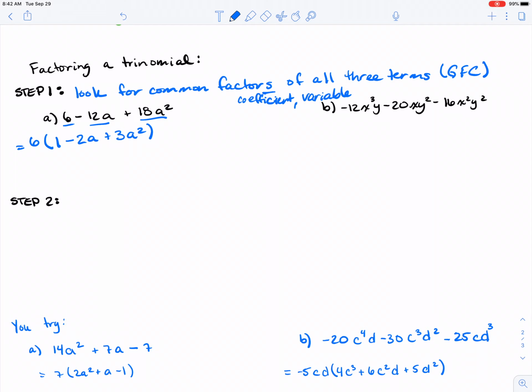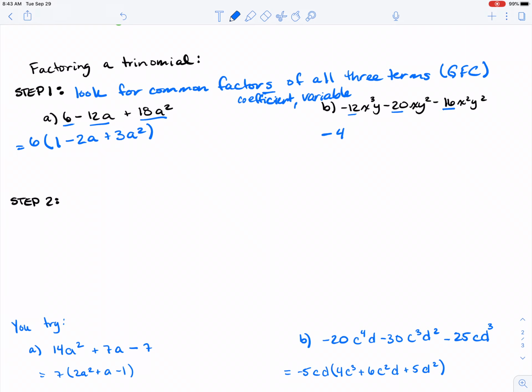Let's look at a second example. 12x cubed y minus 20xy squared minus 16x squared y squared. So let's see what's common across each of those. Well, actually, if I look at it, what's common between 12, 20, and 16? Well, because they're all negative, I'm going to take out a negative. And the number that I'm going to take out is going to be 4. That is the common factor for each of those, so a 4.